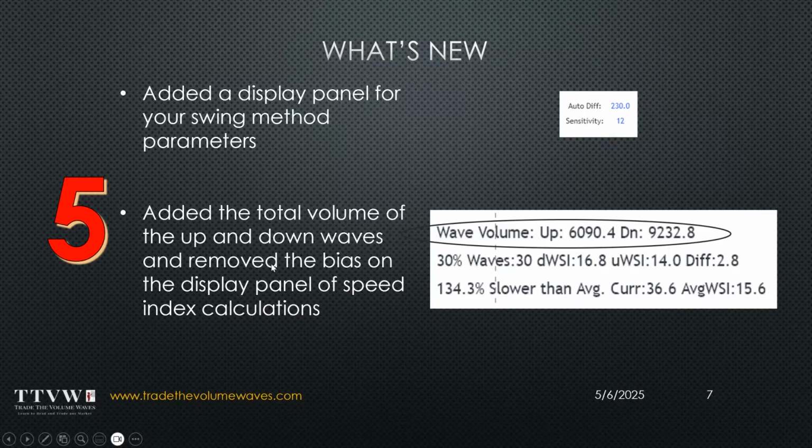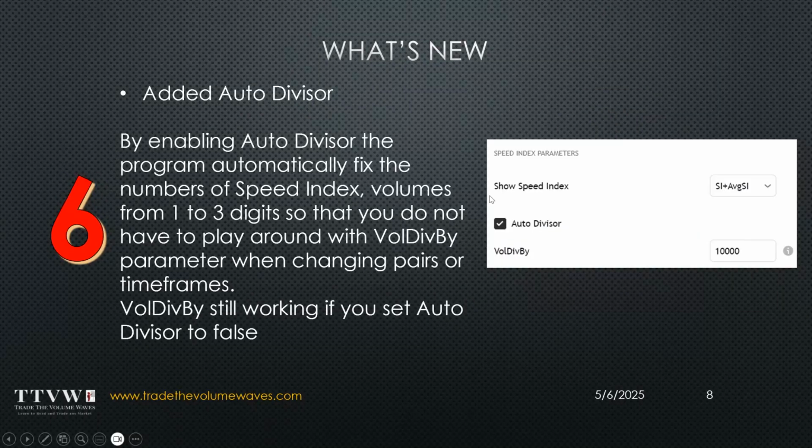The next feature is that I removed the bias from the display panel, and I have added the information of the wave volume, the last 30 waves that you see here, which is selectable. It shows you how much was the up volume and how much was the down volume. That's another reference to see where the volume is going. And last but not least, I added an auto divisor.